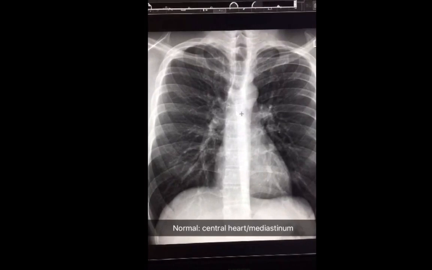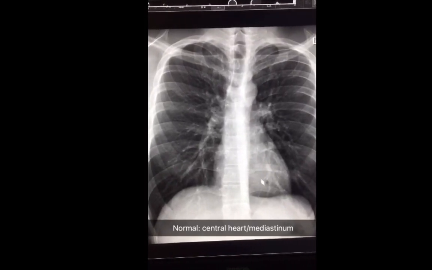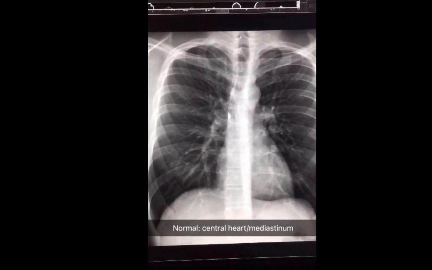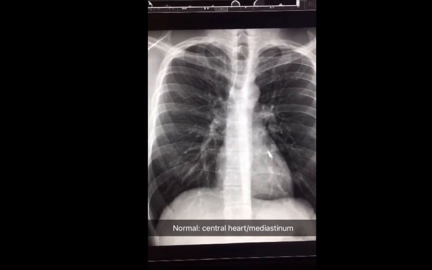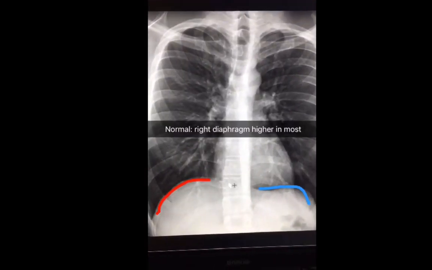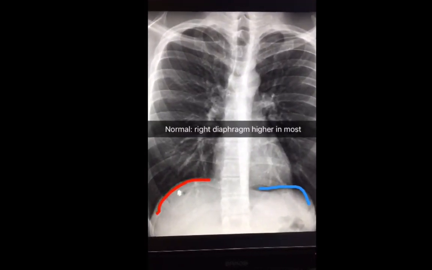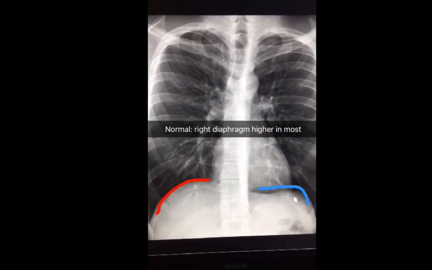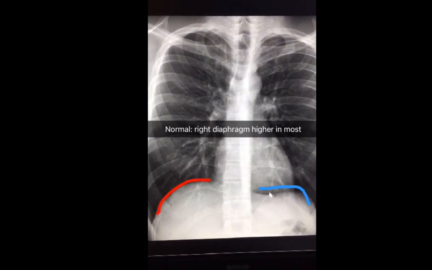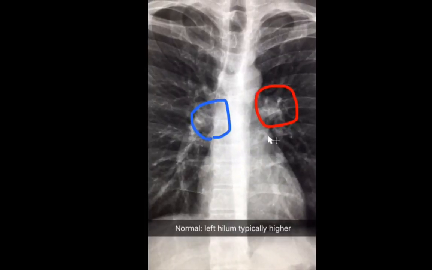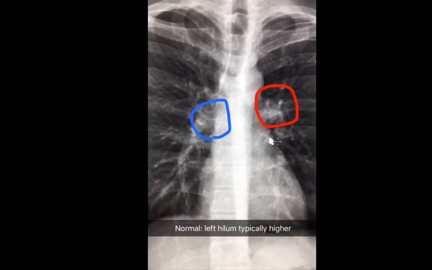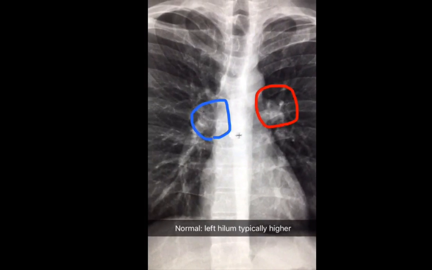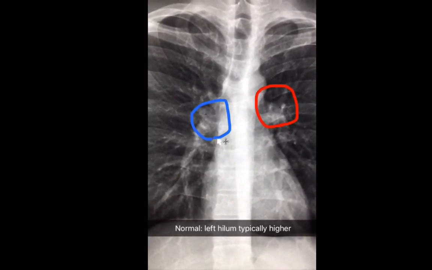Here's a normal case for comparison. The first observation is that the heart and mediastinum are in the center. The second observation is that in most cases, the right hemidiaphragm is higher than the left hemidiaphragm. A third observation is that usually the left hilum is slightly higher than the right hilum.